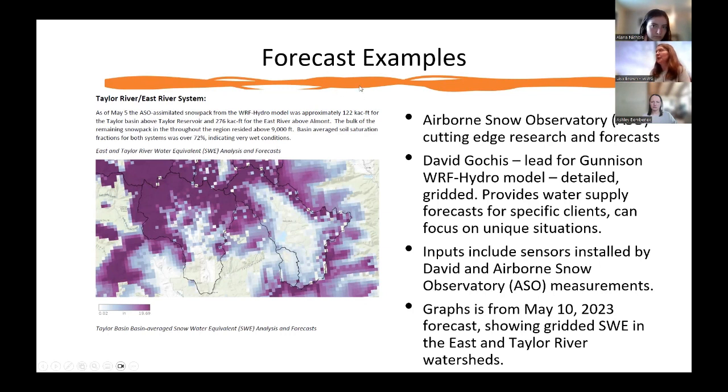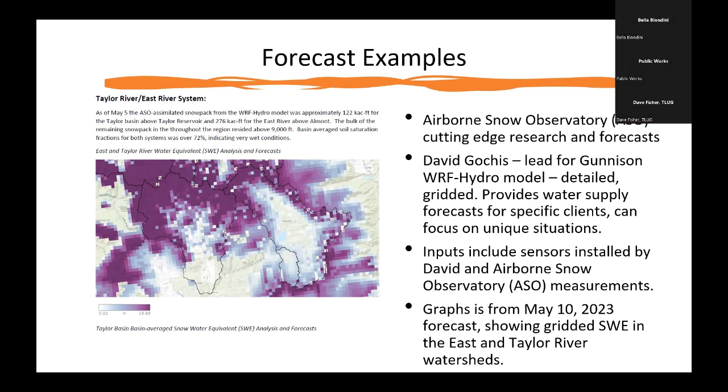The first forecast example we're going to go over is provided by the Airborne Snow Observatory, so ASO. I really want to emphasize, we're going to look at two different forecast providers, but for ASO, these guys are really on the cutting edge of research and hydrological modeling and forecasts. The lead scientist on this is David Gochis, and he's leading for the Gunnison Basin, as Sonia said, doing the Taylor and East flights, and then providing those forecasts as well.